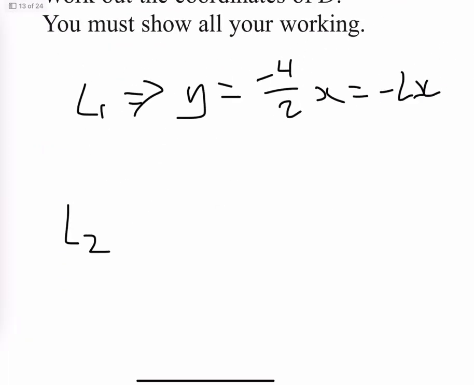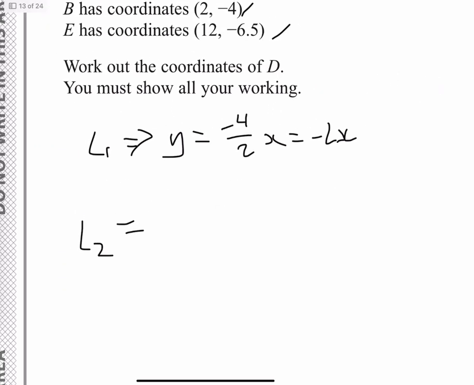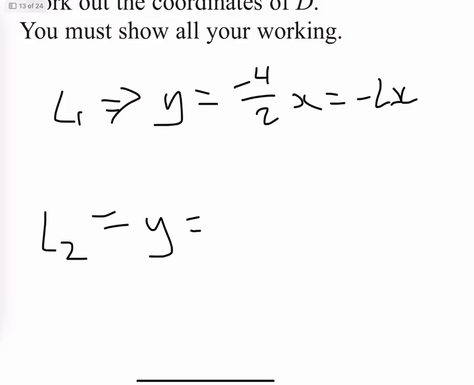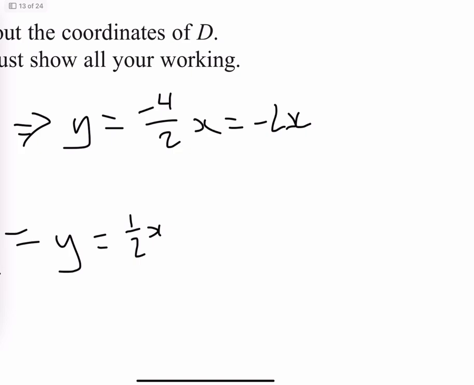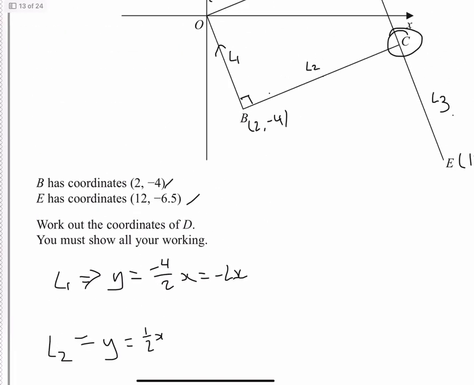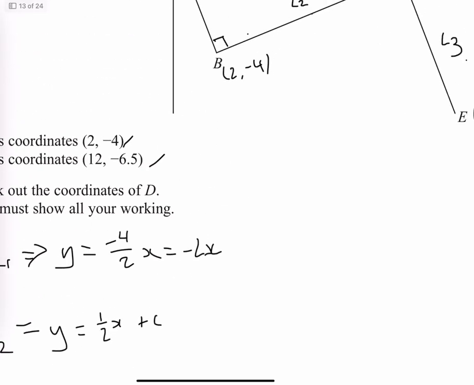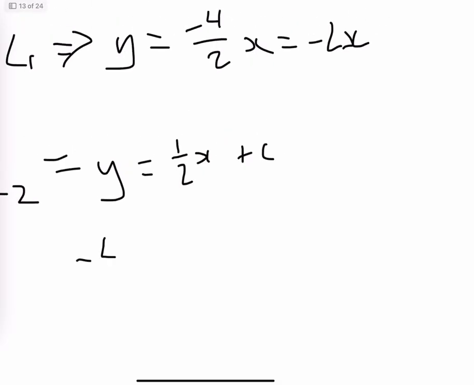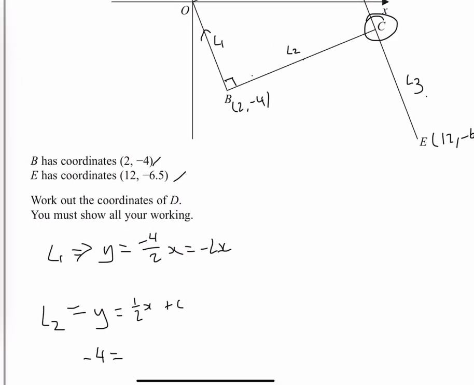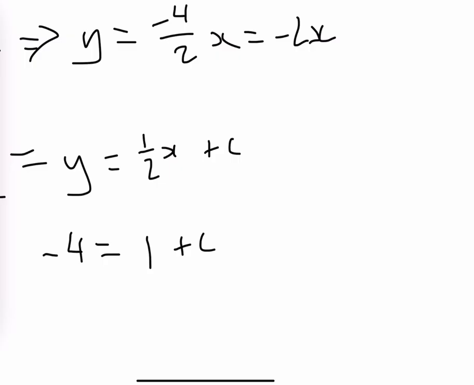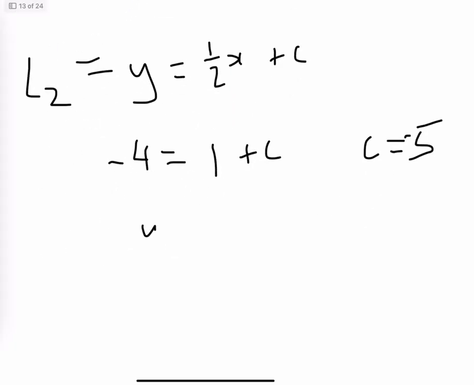Okay, so L2 is going to be y equals a half x, because they have to times to make -1. And a half times -2 is -1. We plus c. We know this goes through the point 2, minus 4, so let's add that in. -4 equals 1 plus c. So c equals -5 here. So y equals x over 2 minus 5. That's L2.